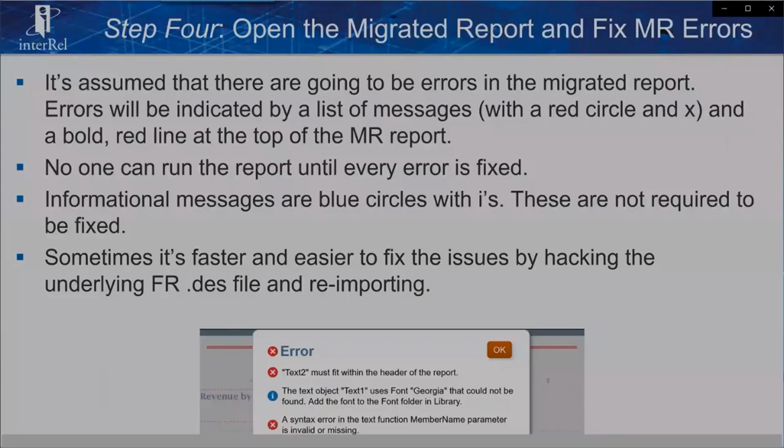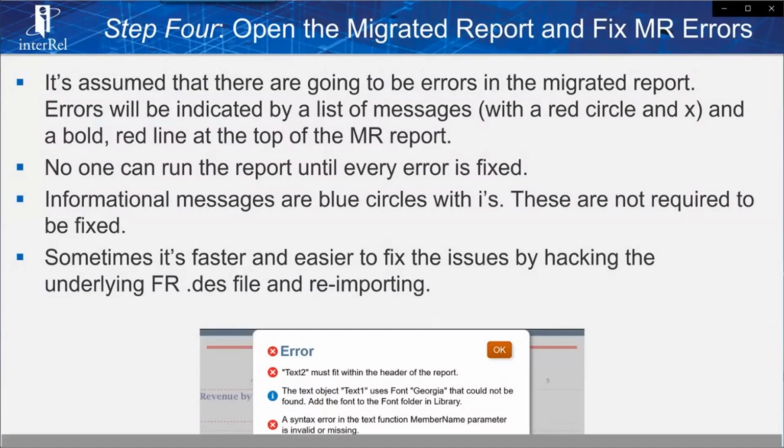Step number 4, this is the hardest part, which is fixing errors. So remember back to what I said earlier about MR does not let you get away with all the same errors that FR allows you to get away with. So now you're going to have to go through this process. You'll only have to do it one time where you go and fix all of those errors. And you might be lucky and not have any errors. That is a rarity, but for very simple reports, you may not have any errors at all, which is fantastic.